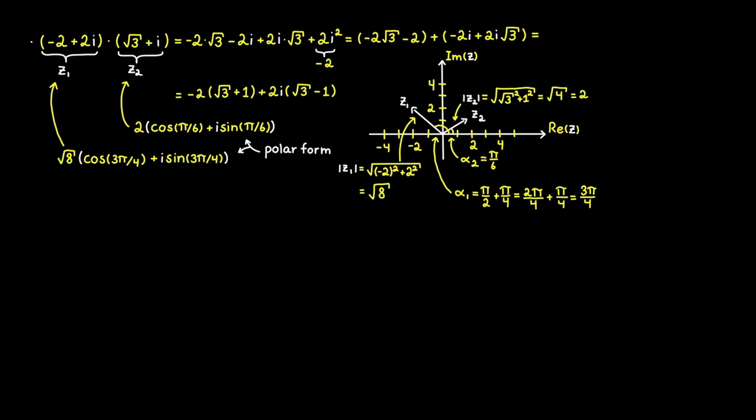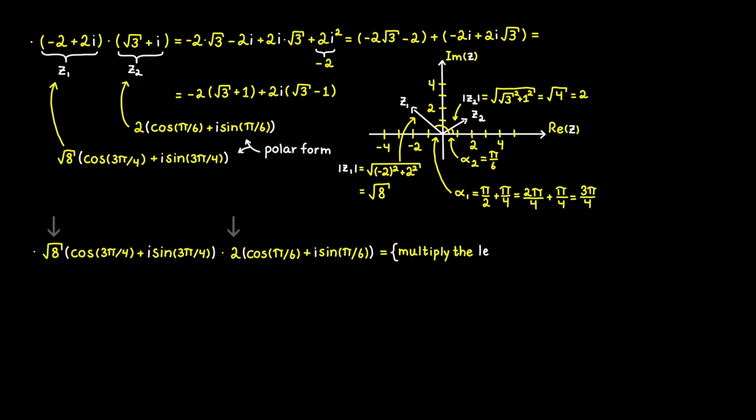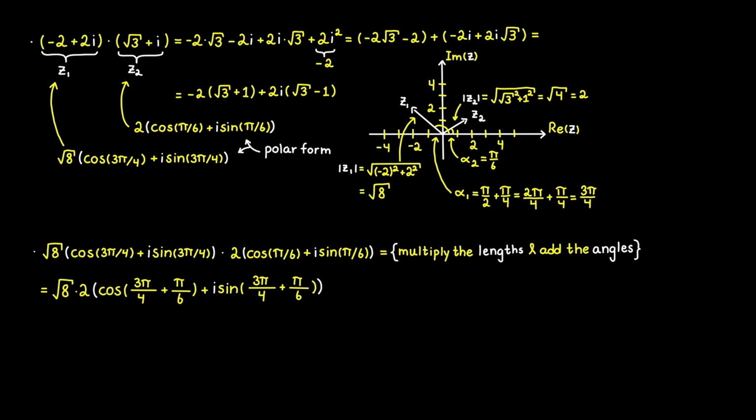And now we can once again try to do the multiplication. But here I want you to remember the neat trick that if you multiply two complex numbers on polar form, then in short the only thing that you do is that you multiply the lengths and then you add the angles together. And if we do that in this case, we get that the new length is going to be equal to the square root of 8 times 2, and the new angle is going to be equal to 3 pi divided by 4 plus pi divided by 6.